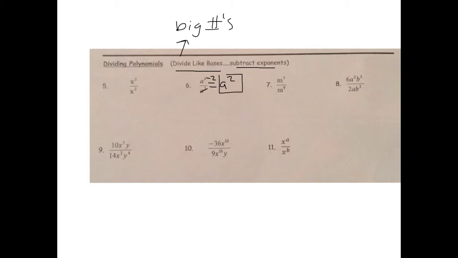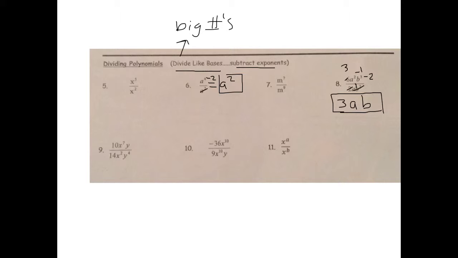On one like number 8, where we have a mixture of both, 6 and 2 get divided, so 2 goes into 6 3 times, and that leaves us a 3 on the top. This is a^1 and a^2, so the 2 is bigger, so we do 2 minus 1 on the top, so a^(2-1) is just a^1. b^2 and b^3, 3 is bigger, so we subtract 2 to the top there. The b's gone, and b^(3-2) is b^1, so our answer is just 3ab, and we don't really have anything on the bottom.